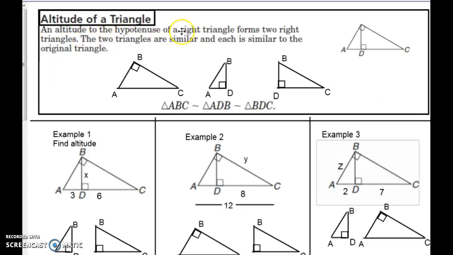Okay, so an altitude to the hypotenuse of a right triangle forms 2 triangles. So if I have my great big triangle and I drop that altitude in here, then really what I end up with is 3 triangles. And they're telling us that the 3 triangles are similar. That's like the index card we just looked at. I have 3 triangles that are similar.